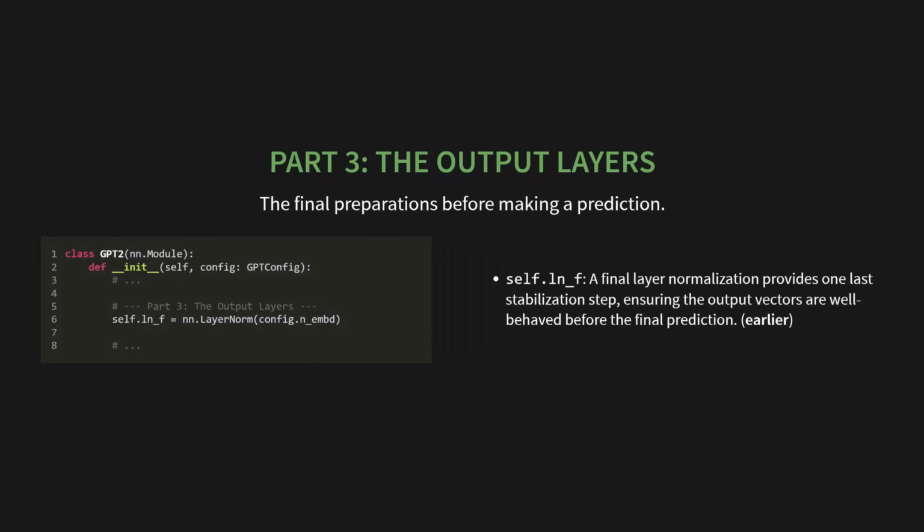And that brings us to part 3, the output layers. These are the final preparations before making a prediction. We have self.ln_f. This is a final layer normalization that provides one last stabilization step. It ensures the output vectors are well behaved before the final prediction. We mastered this concept earlier as well.